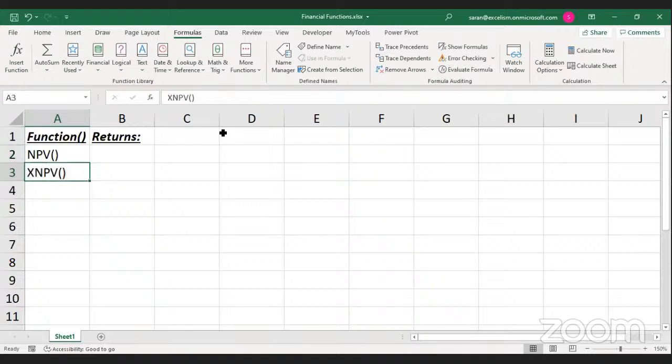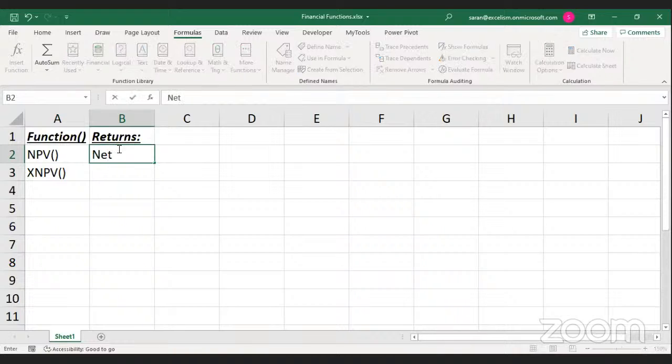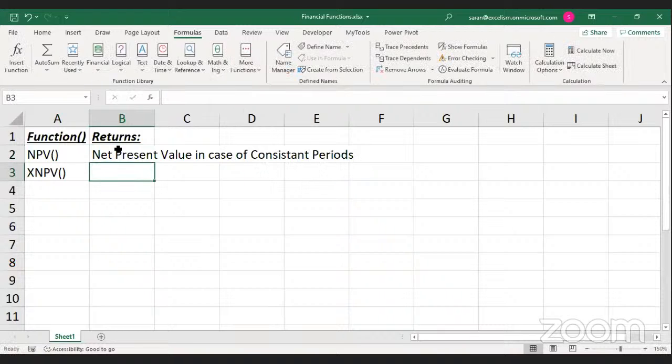But why was this function introduced? For your information, XNPV was introduced in version 2010. The NPV function gives us the net present value in case of consistent periods. That means my cash inflow and outflow happen exactly after 1 year or 2 years and so on. In a practical business scenario, I don't think the cash inflow or cash outflow happens exactly after 1 year. So that's the reason they introduced a function called XNPV in version 2010.